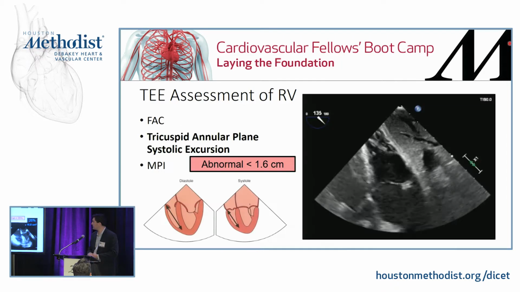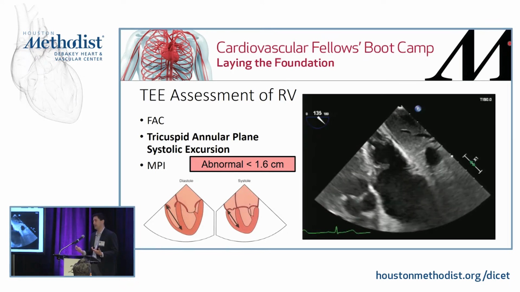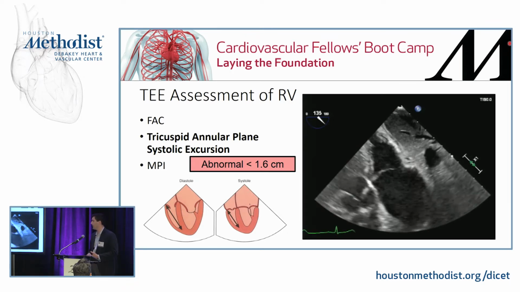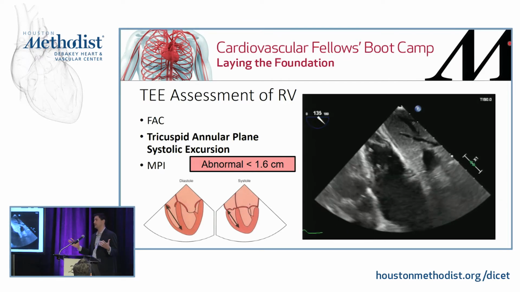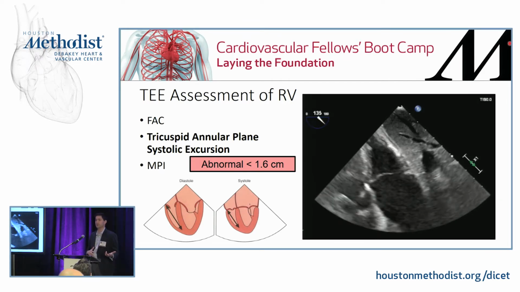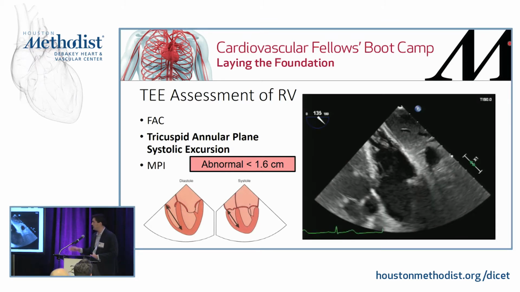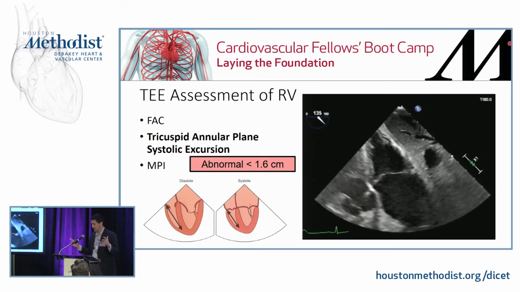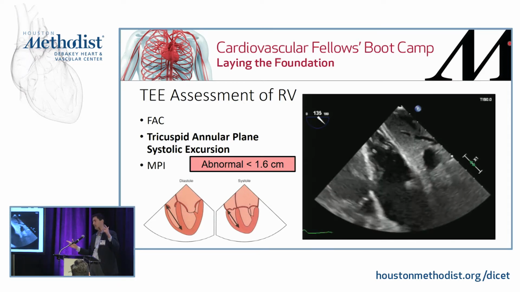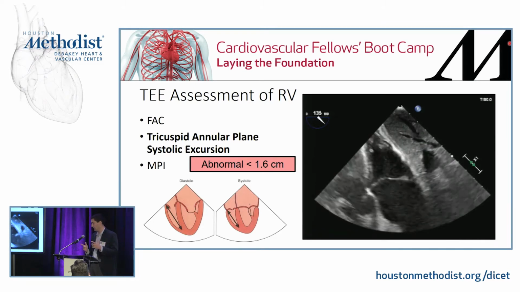All right, the next objective way we can assess the RV is with TAPSE. TAPSE is tricuspid annular plane systolic excursion. And this is quite simply just how much the annulus of the tricuspid moves, literally just the distance it moves in centimeters. There's kind of a cheat, easy way to do this in a mid-esophageal four-chamber. If you measure in diastole the distance from the annulus to the apex, and then in systole from the annulus to the apex, that'll give you an easy way to get a TAPSE.